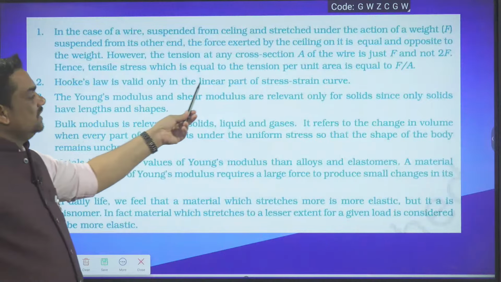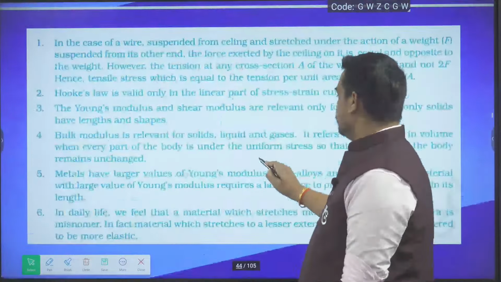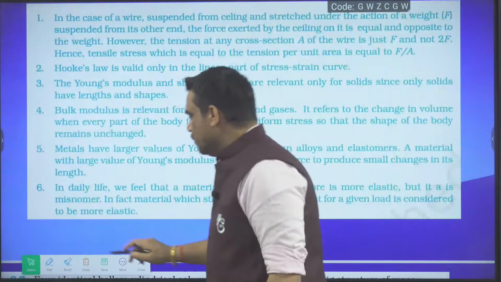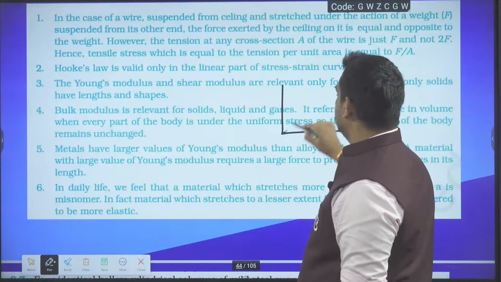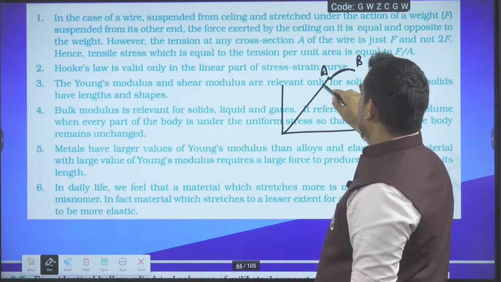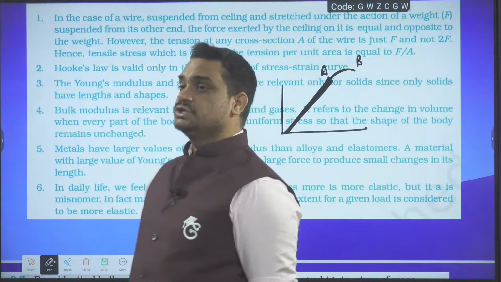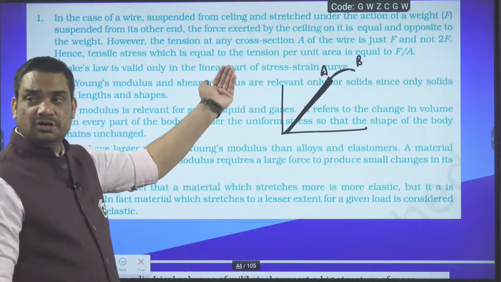Hooke's law is valid only in the linear part of the stress-strain curve. This is the curve we have drawn now. In this curve, Hooke's law is applicable only in this part, up to A only. From A to B, Hooke's law is not valid. Only up to A it is valid.